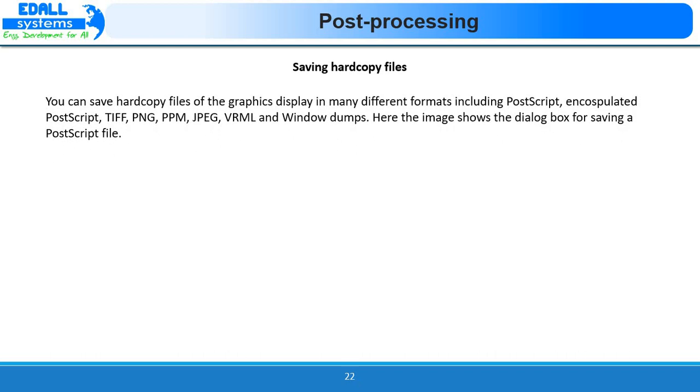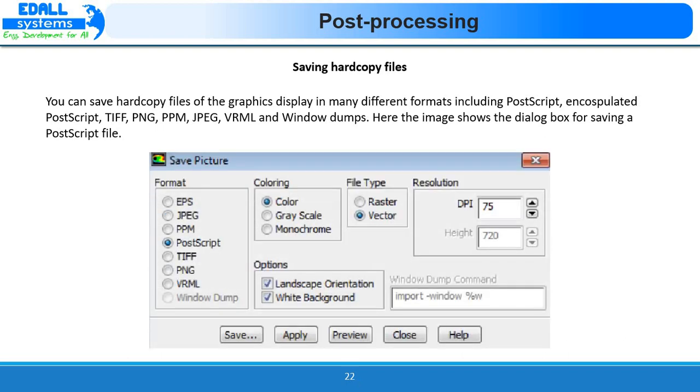Then we have is saving hard copy files, which I just discussed. So you can save hard copy files of the graphic displays in many different formats. These formats vary from a plot file to an image file, also to a video file. So these are certain formats in which we can save our hard copy files, and this is a particular dialog box to save an image.